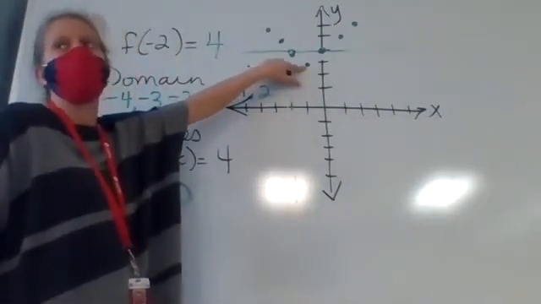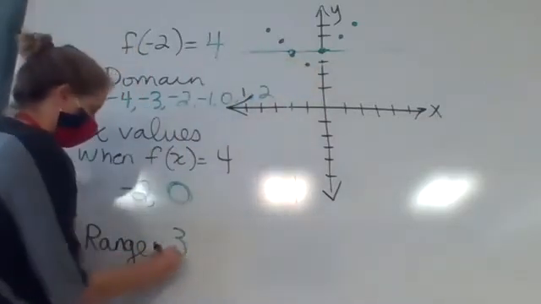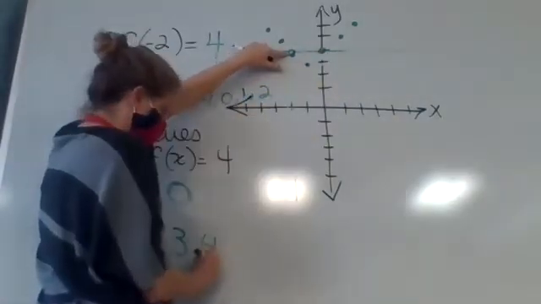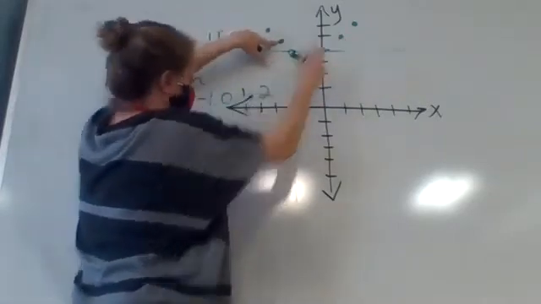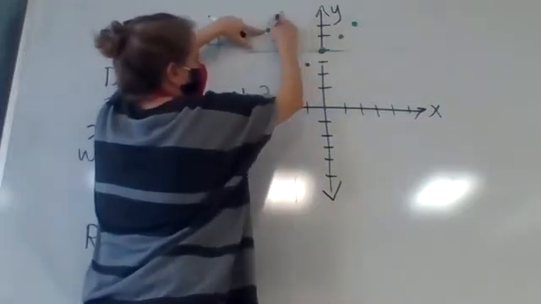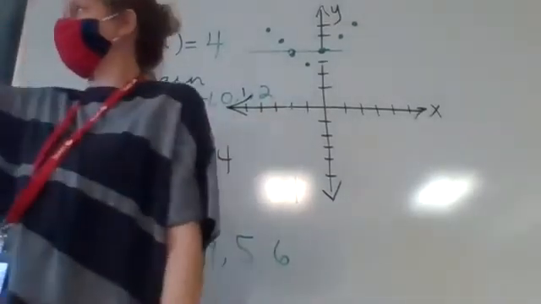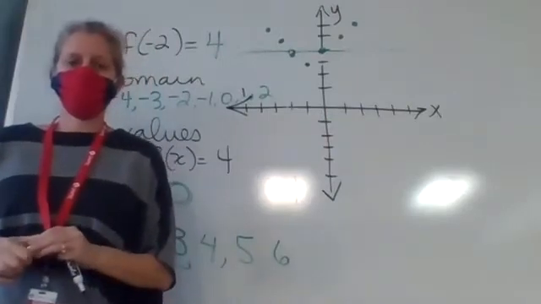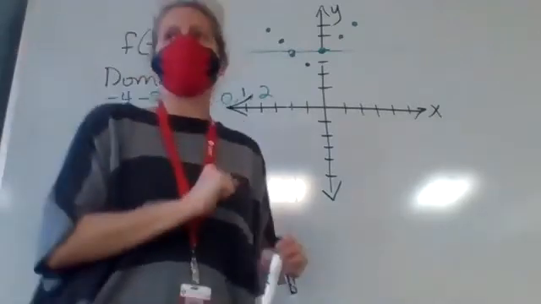What is its y? 3. These both have the same y. They're both 4. These both have the same y. What are their y's? 5. And these other ones also have the same y's. What are they lined up with? 6. So 3, 4, 5, and 6. Those are all the y values that you see here. So that's how you do those problems if there are separate points.